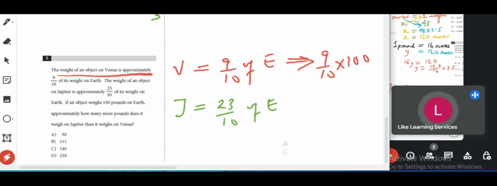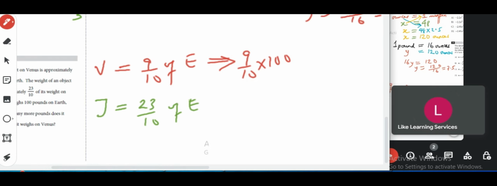The weight of an object on Venus is approximately 9/10 of its weight on Earth. So if it weighs 100 pounds on Earth, that would be 9/10 times 100. What's 9/10 times 100? That would be 90. I'm putting it in my calculator. Yeah, that will give you 90.